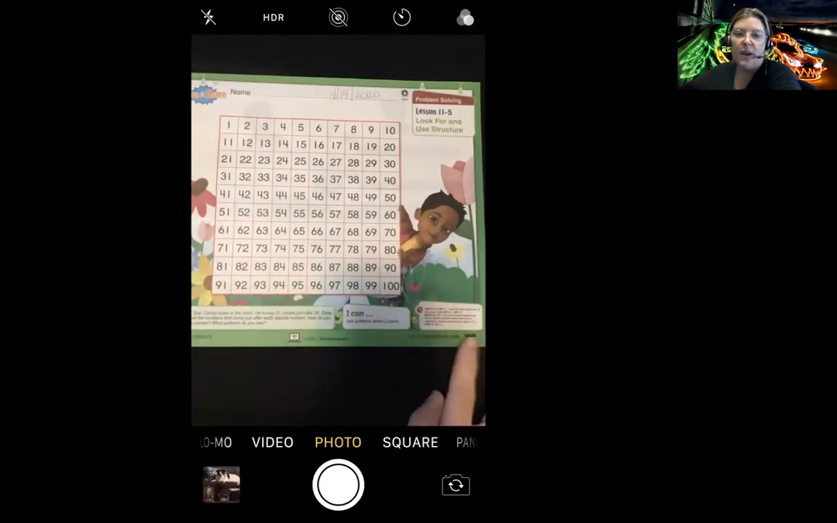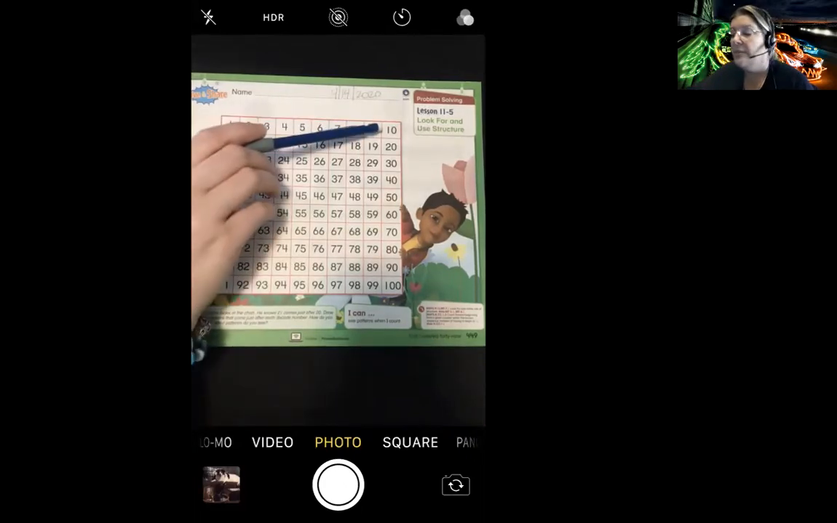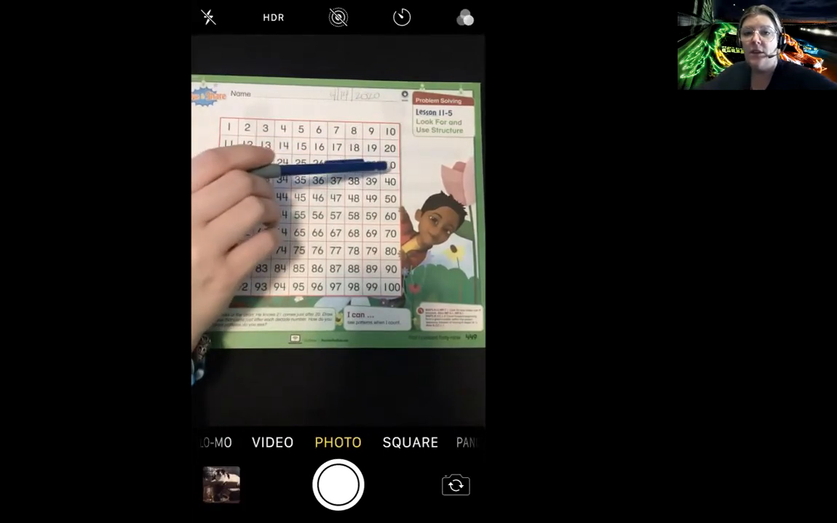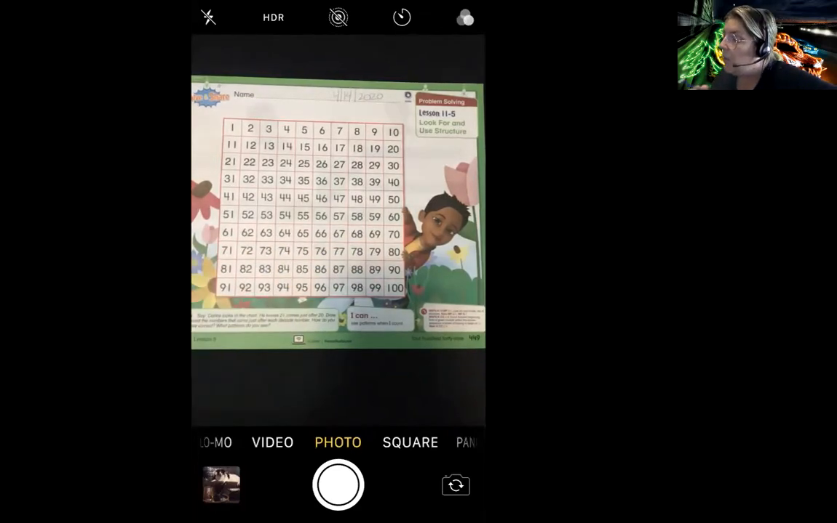All right, so we're on page 449. It says Carlos looks at the chart. He knows that 21 comes just after 20. Draw a circle around the numbers that come just after each of the decade numbers. And remember, the decade numbers are all the numbers ending in 0. So 10, 20, 30, 40, 50, 60, 70, 80, 90, and 100. So we're going to put a circle around all of the numbers that come after a decade number.